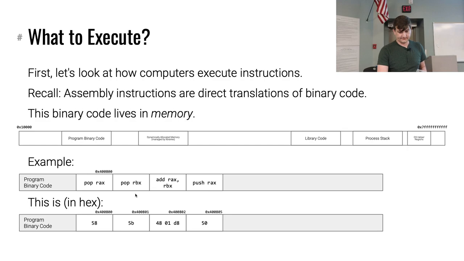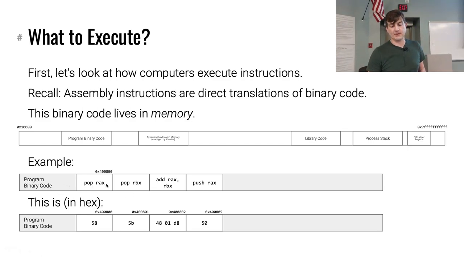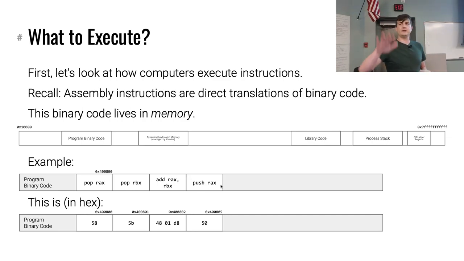Looking into your binary code, you wrote some instructions like pop RAX, pop RBX, add RBX to RAX and store it into RAX, then push RAX. Again, this is compiled down to binary. In memory are these specific bytes. At memory address 0x4000 are the bytes 58, and that corresponds to a pop RAX. At 0x4001 is 5B. At 0x4002 is 4801D8, which corresponds to this add. And then 50 is this push RAX.